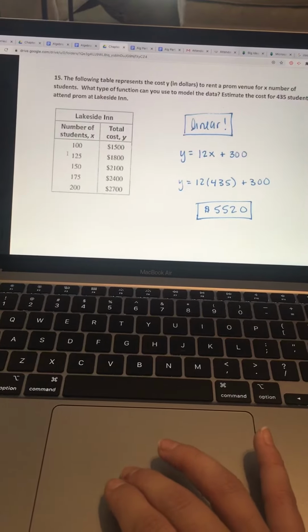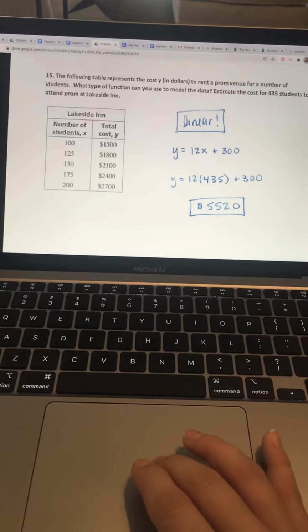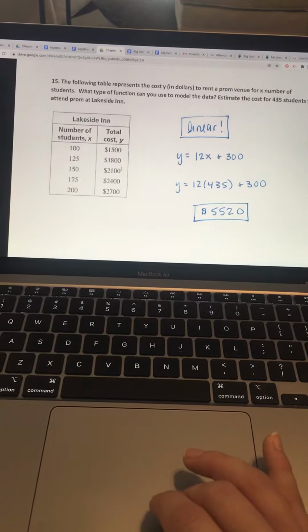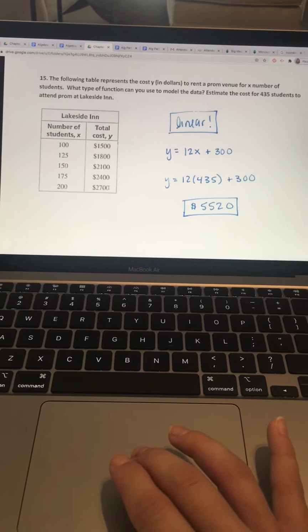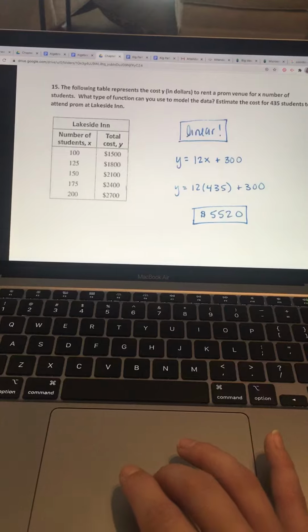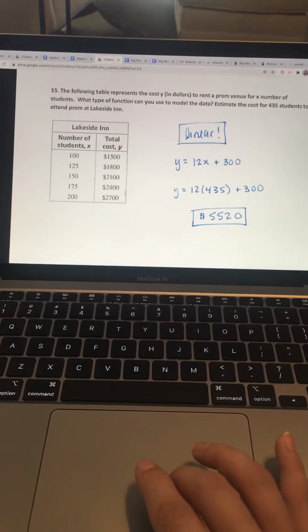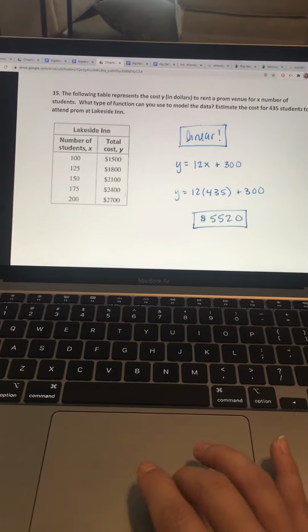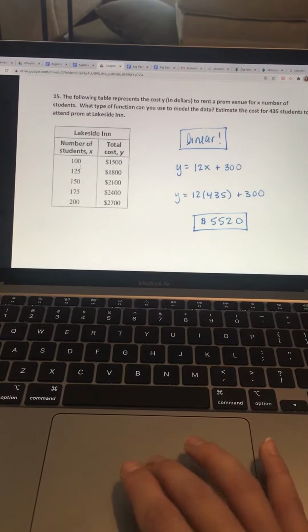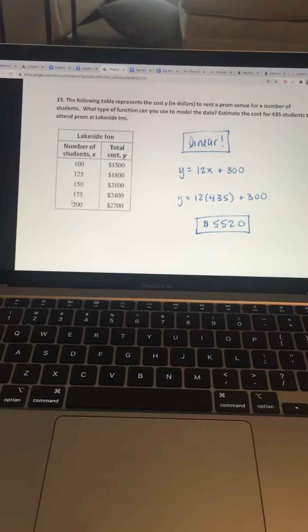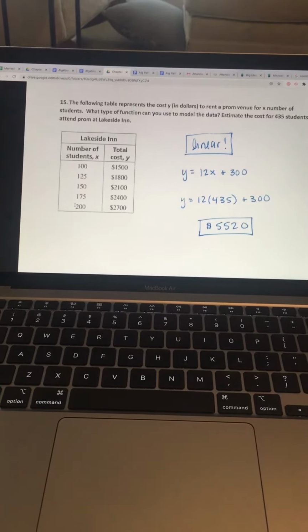Notice how your x's are going up by 25 and your y's are going up by 300 each time. So if you were to find the slope, it doesn't matter which 2 points you use. It's always going to be change in y is 300 over change in x is 25. So your slope is going to be 300 over 25 no matter what.